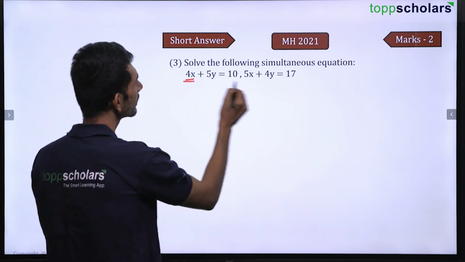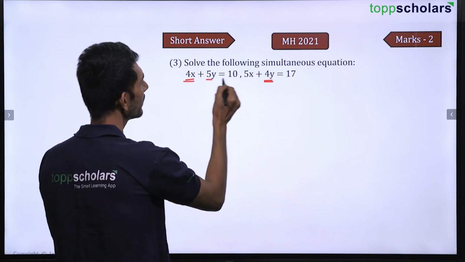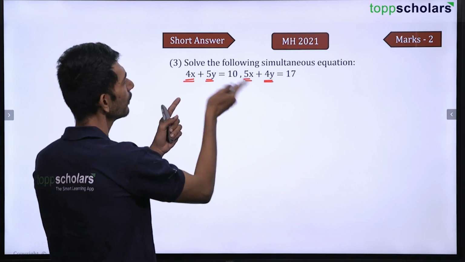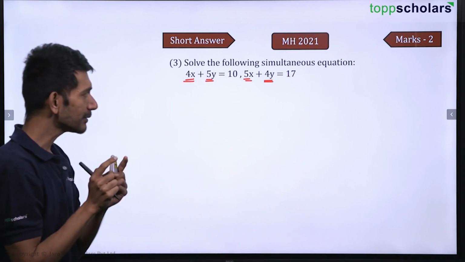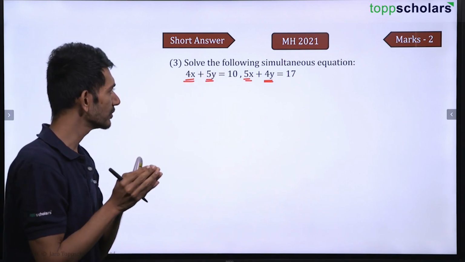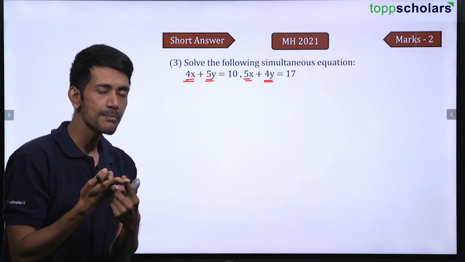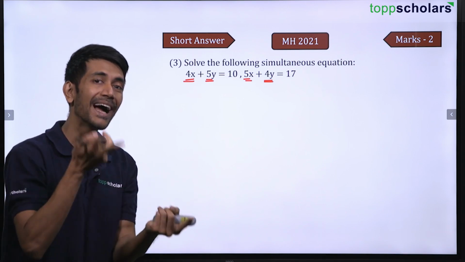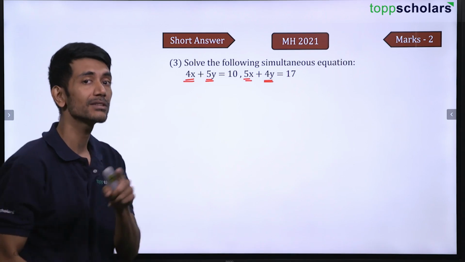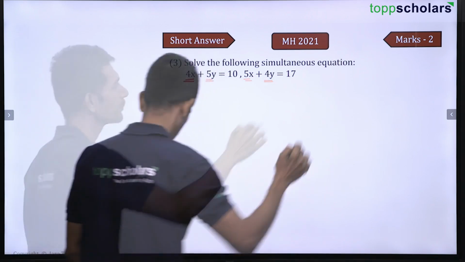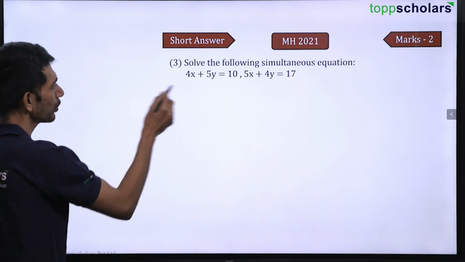Here is 4x, here is 4y, here is 5y, here is 5x. 4, 4, 5, 5. So always remember, you can solve such type of questions by firstly adding both of them, then subtracting both of them, and then solving the two new equations simultaneously. How? I'll show you. Now see, what do I have?